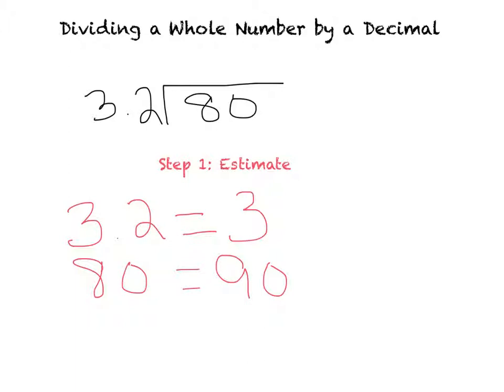Now that I have these two numbers rounded, I'm just going to do a little bit of mental math. What's 90 divided by 3? Well, I know if I eliminate the 0, 9 divided by 3 is 3. And then all I have to do is add on that 0. So my answer is 90 divided by 3 is 30. Now that I have that piece of information, let's go on to step number 2.